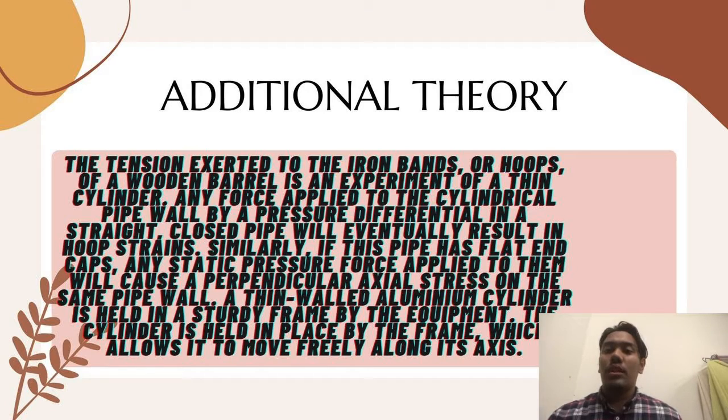A thin wall cylinder such as aluminium is held in a steady frame by the equipment. The cylinder is held in place by the frame, which allows it to move freely along its axis.